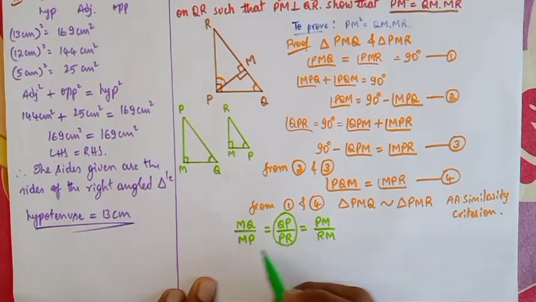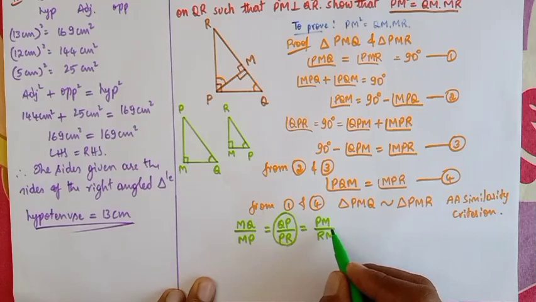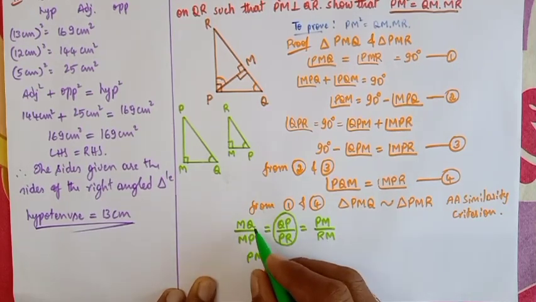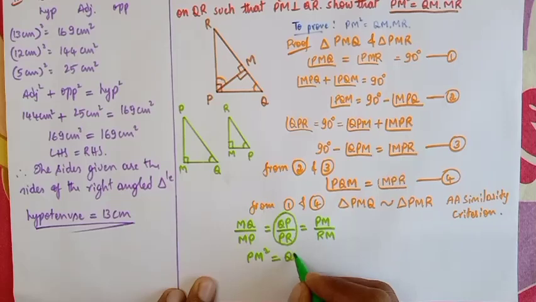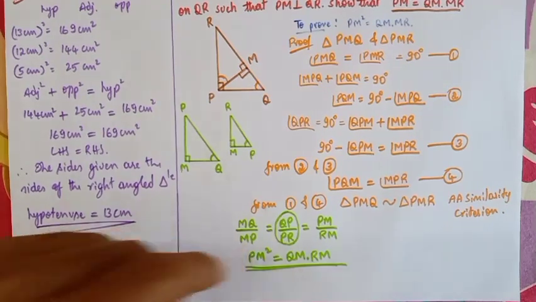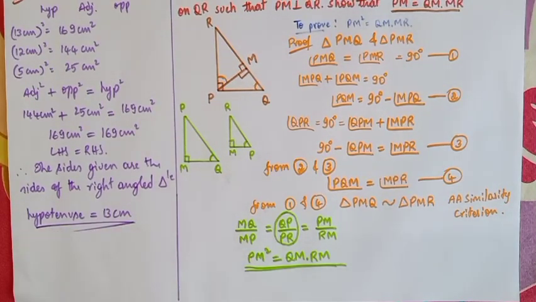So you will be getting PM square. This one is PM. PM square is equal to QM into RM. We have proved the required. This completes this problem.